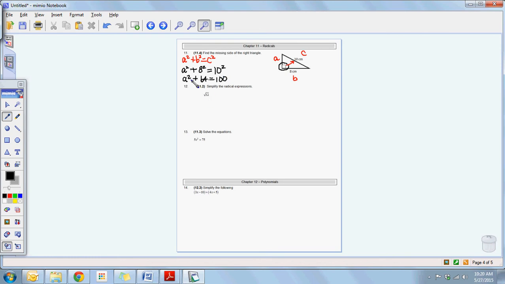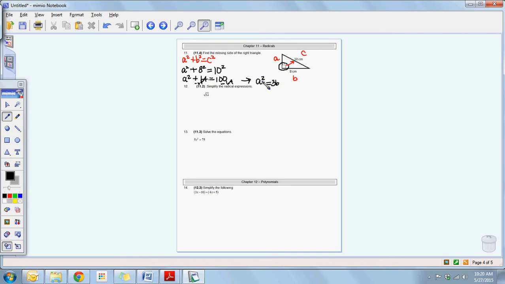Alright, so I need to get A squared by itself. To do that, I'm going to subtract 64 on both sides. I'm sorry this is squished. But if I subtract 64 on both sides, that would leave me A squared equals 36.